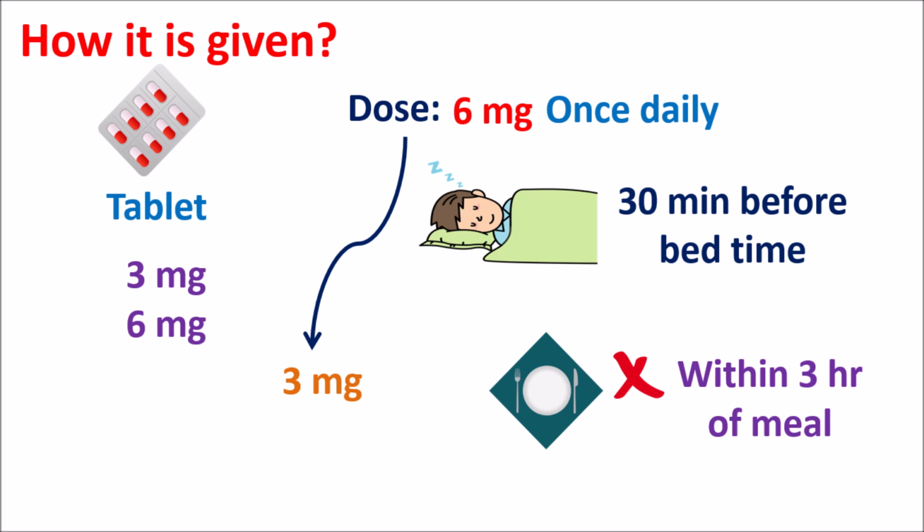Sedation, dizziness, and abnormal behavior are important precautions that should be considered with the use of doxepin. And this medication should be given 30 minutes before bedtime in order to induce sleep. And it should not be given within 3 hours of food intake as it impairs the effectiveness of this treatment. So that's all about this drug, doxepin.